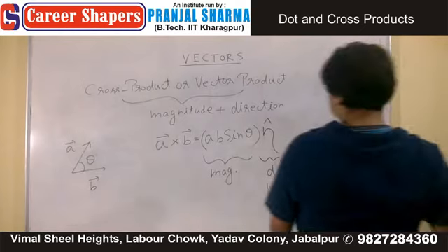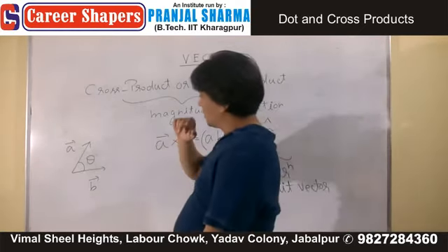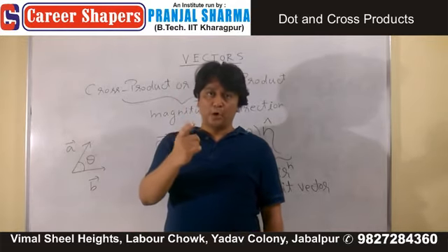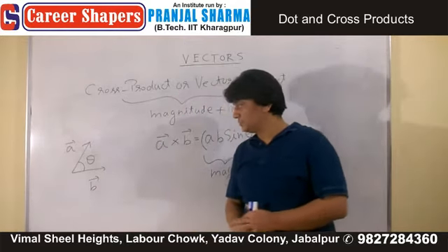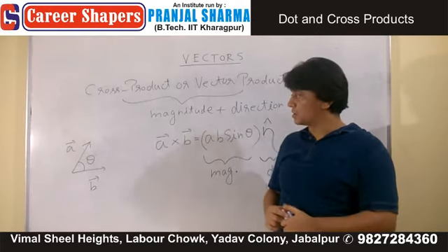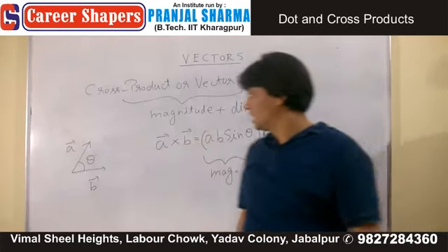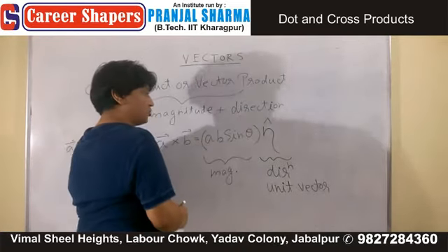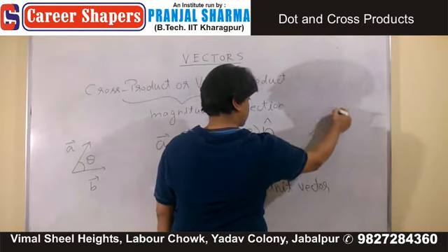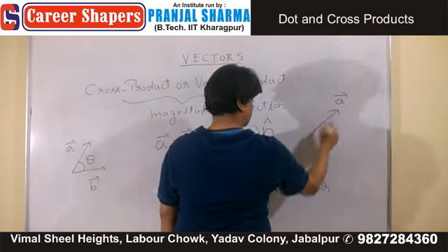Then thumb points in the direction of cross product. Look here. This is A. This is B.